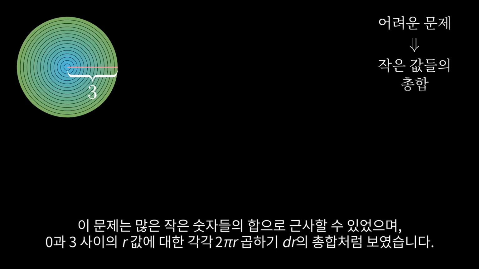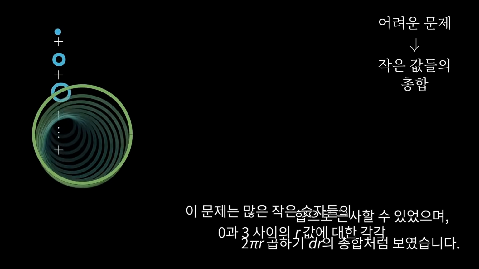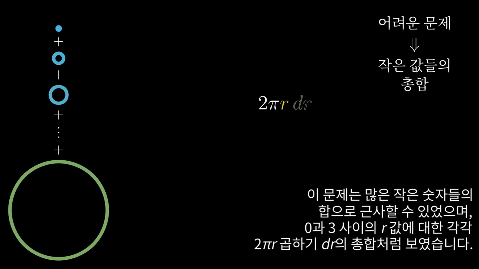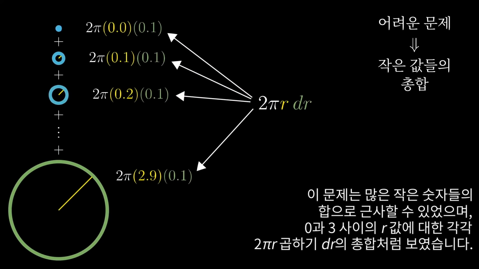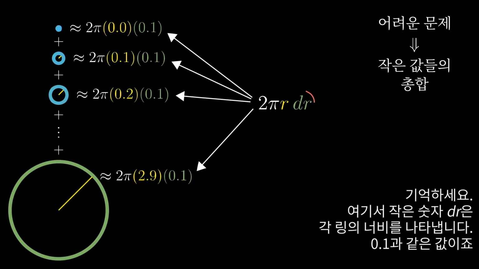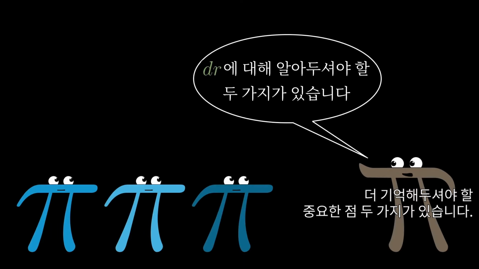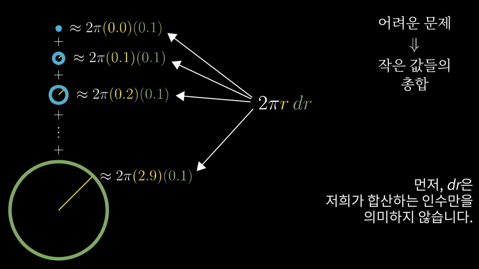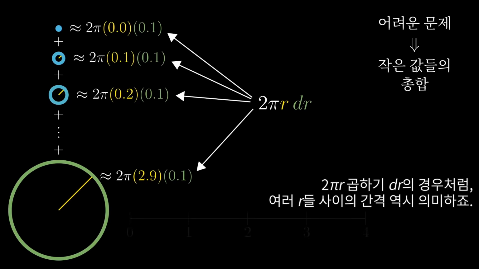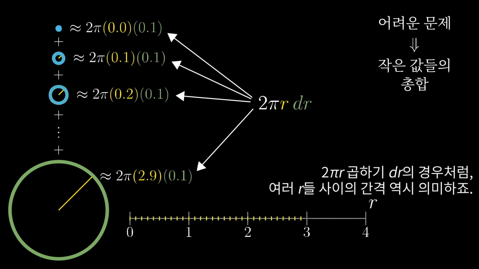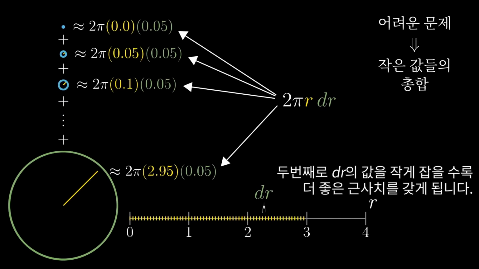You had this problem that could be approximated with the sum of many small numbers, each of which looked like 2 pi r times dr for values of r ranging between 0 and 3. Remember, the small number dr here represents our choice for the thickness of each ring, for example 0.1. And there are two important things to note here. First of all, not only is dr a factor in the quantities we're adding up, 2 pi r times dr, it also gives the spacing between the different values of r. And secondly, the smaller our choice for dr, the better the approximation.